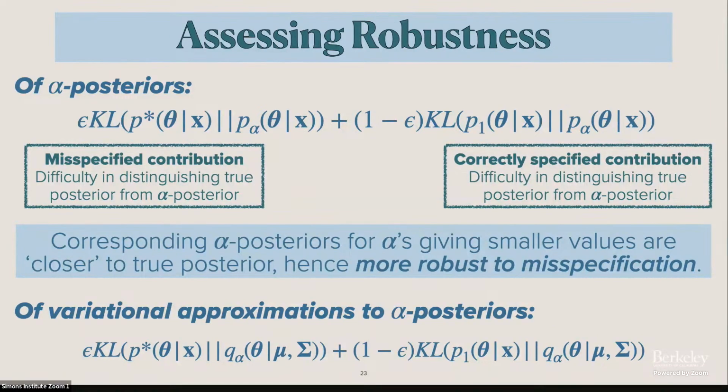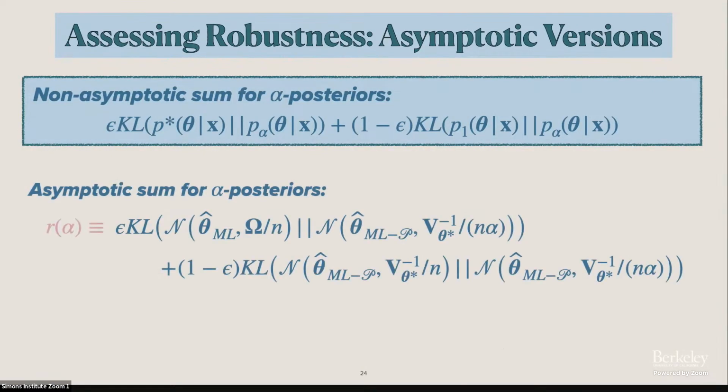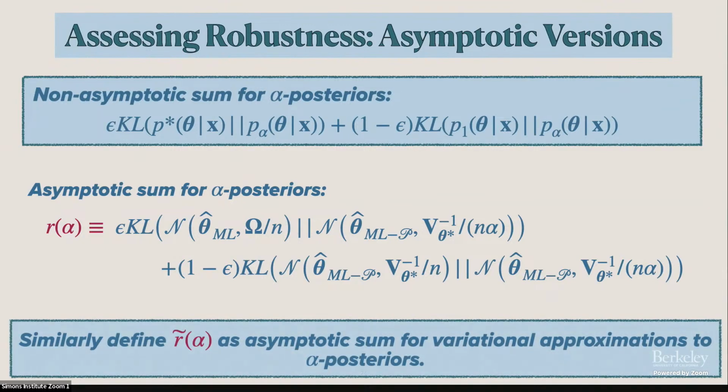The problem is it's hard if we're thinking about n being finite. So what I'm going to study instead are the asymptotic versions of this. I have my BVM theory in my back pocket, so now is where I'm going to use it. Instead of studying this finite n version, I'm going to replace these posteriors with their limiting Gaussians. Now I've put myself in a really good situation because I know exactly what the KL divergence between Gaussians is.